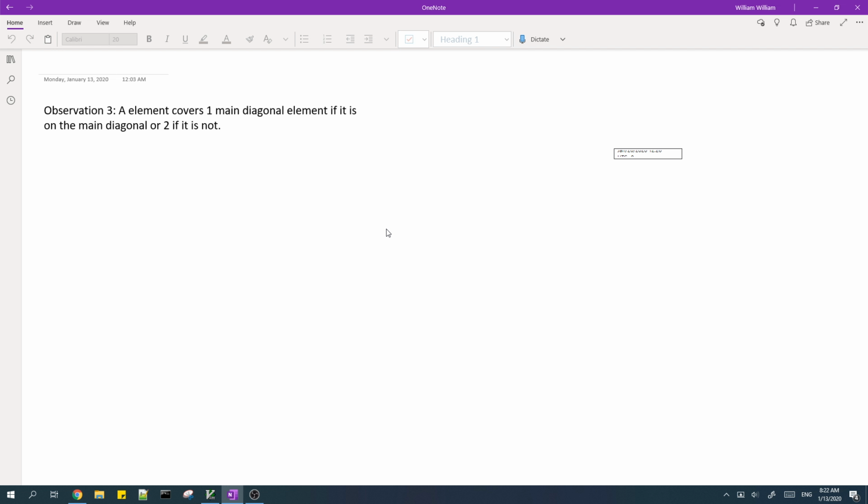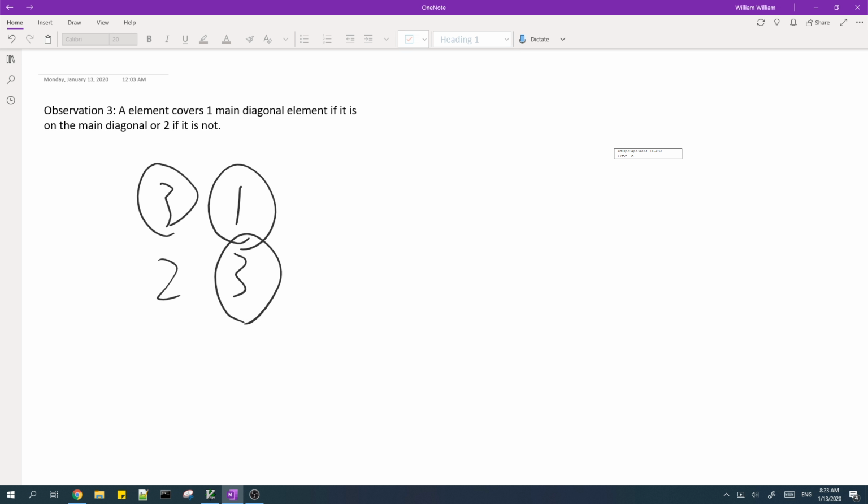The third observation is that an element covers one main diagonal element if it is on the main diagonal, and two if it is not. So, back to the sample case. This element is not on the main diagonal, so it covers both this and this. However, the element which is on the main diagonal, which is 3, only covers one of the elements, which is itself.